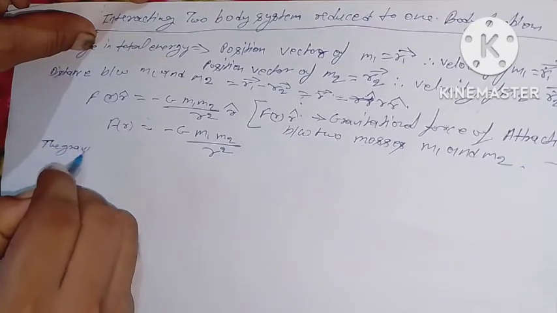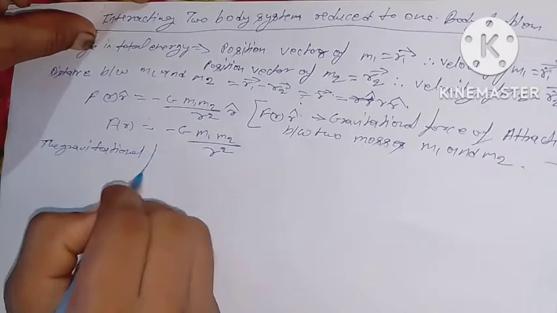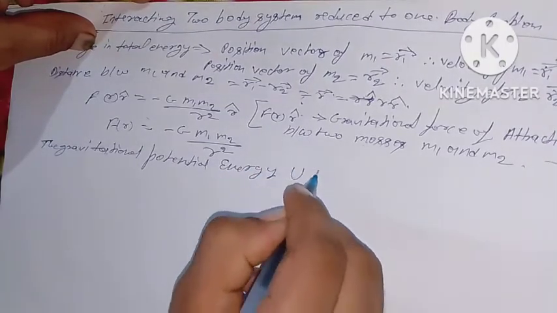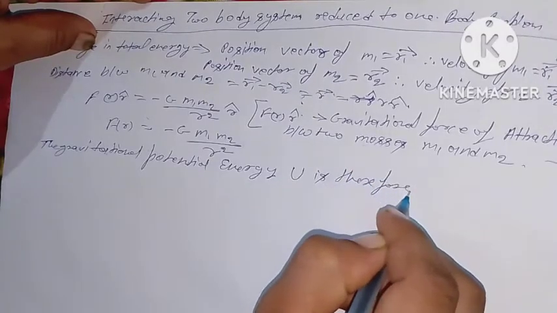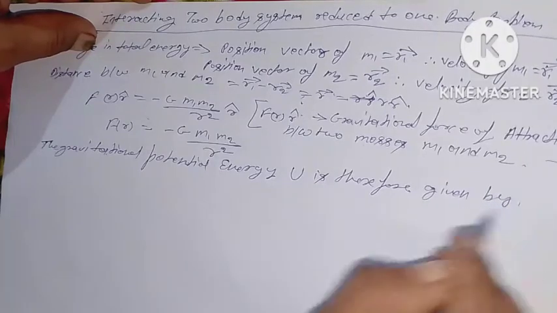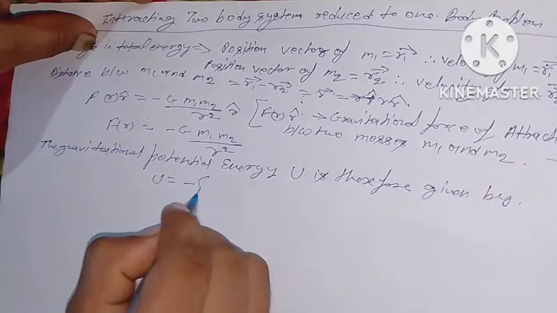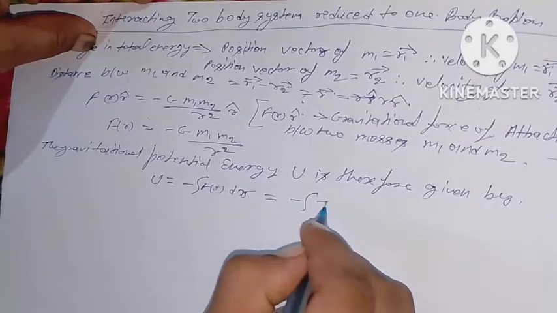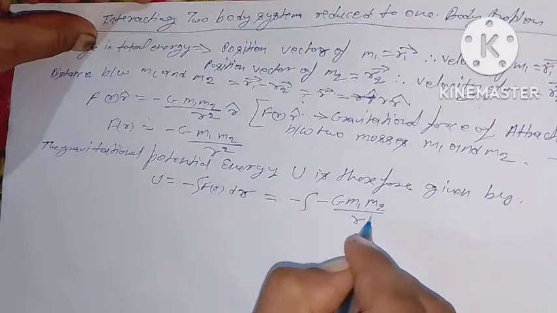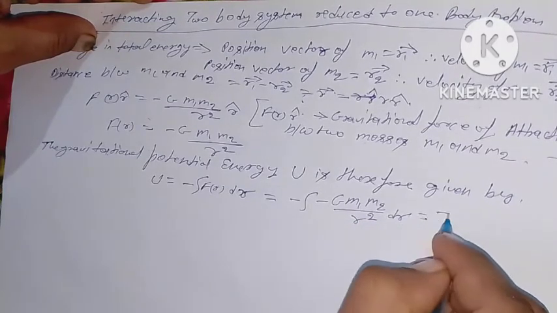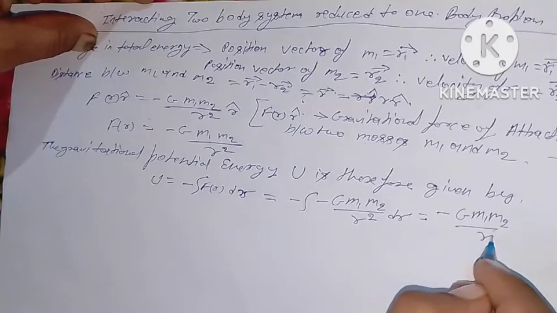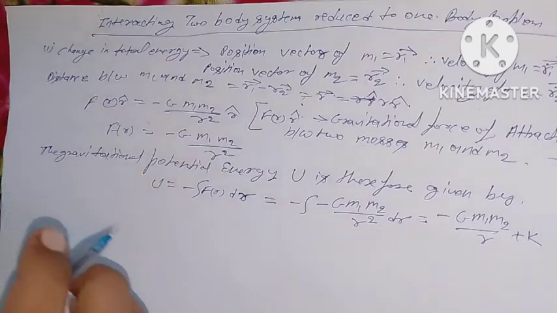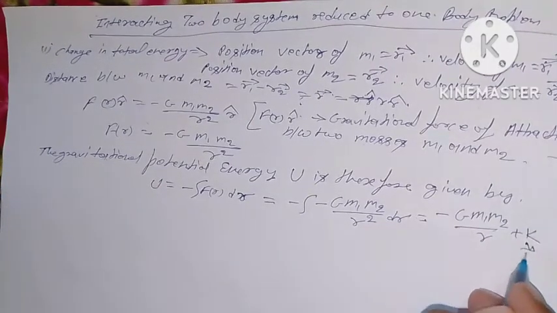The gravitational potential energy U is therefore given by U equal to minus integration of F(r) dr, equal to minus integration of minus G m1 m2 upon r square dr, equal to minus G m1 m2 upon r plus k, where k is the constant of integration.